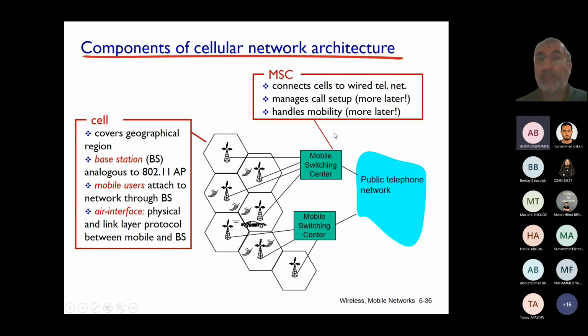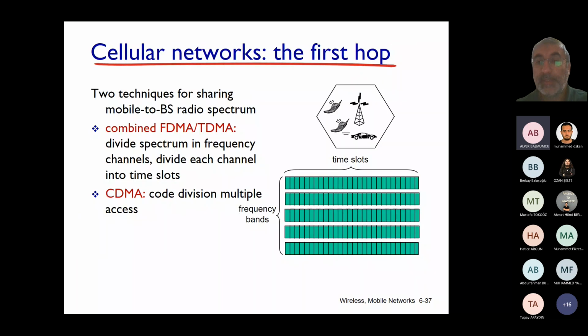And we talked about the mobile switching center, MSC. The main function of this MSC is to connect the base stations, the cells, to the wired telephone network. It's also responsible for managing the call setup. And it's also responsible for handling mobility. And this is the wired network.